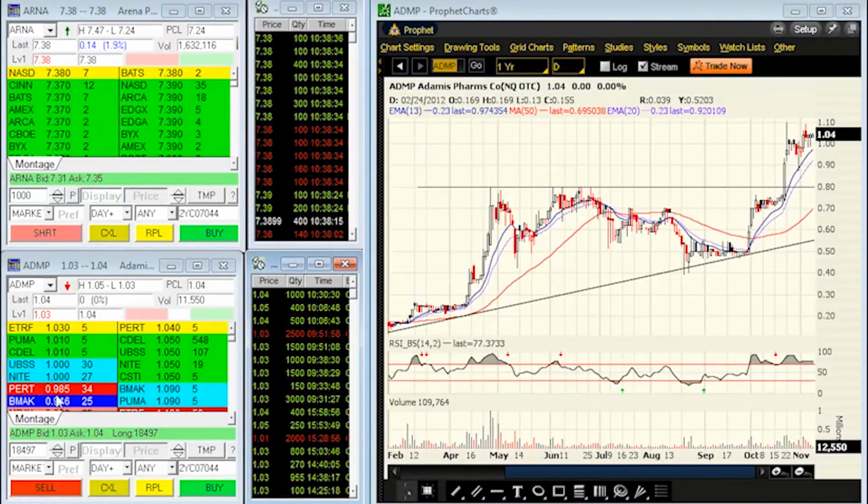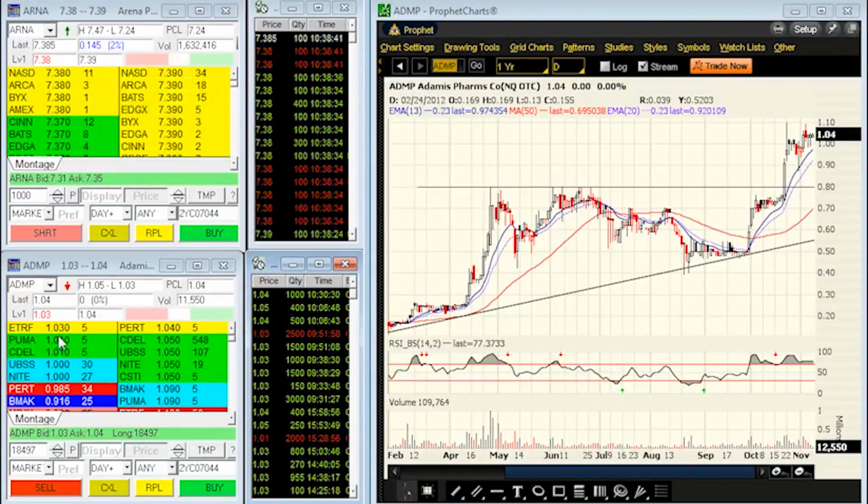Basically, all these numbers right here are people that have a bid on this stock. Somebody is sitting here offering to buy this stock at $1.03. So somebody that already owns the stock can decide to sell them their shares at 1.03, but only 500 shares. Every one of these numbers is a multiplier of 100 shares. So this 5 just means that there's only 500 shares being offered at $1.03.